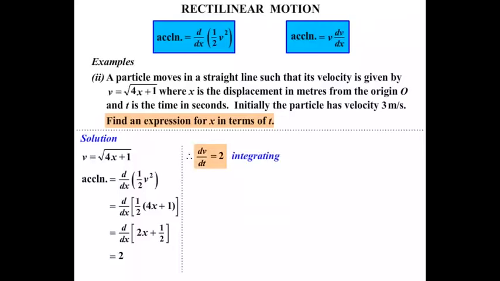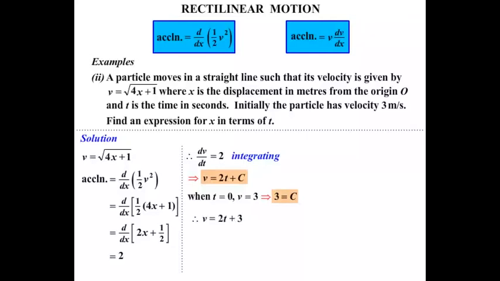So we need to integrate. We end up getting that v equals, the integral of 2 is 2t. And don't forget we must write plus c, the constant of integration, which we will find in a moment. Initially, the particle has velocity 3 meters per second. In other words, when t is 0, the velocity is 3. Applying those conditions to our equation above, we get that 3 is equal to c. So we now know the value of c, and therefore v equals 2t plus 3.